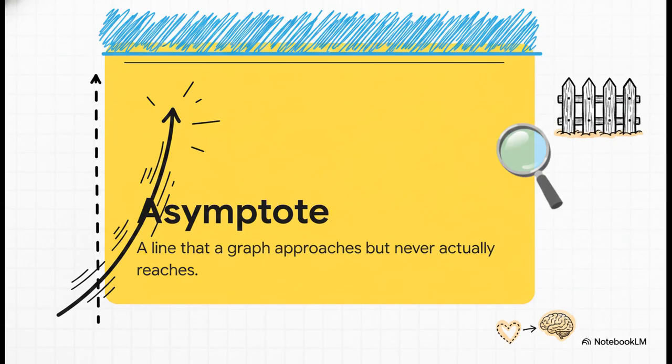Think of it like an invisible barrier for numbers. As a mathematical curve stretches out along a graph, it'll get closer and closer to this line. You could zoom in forever, but it will absolutely never touch it.